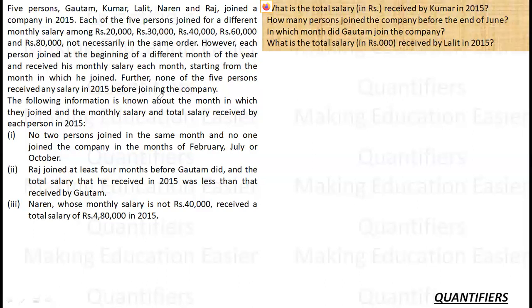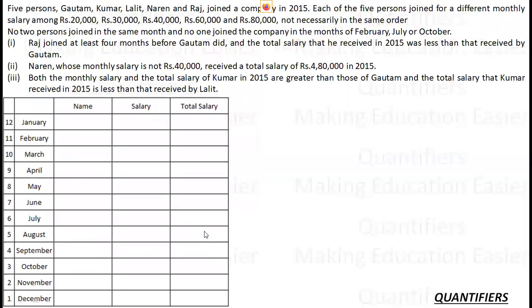Now, the following information is known about the people, so then there is some information given. Let's move to this part. So I know that there are some people who will be joining in different months, and some total salary that they will be drawing. Let's see what it is all about. First of all, it is given to me that no person joined in February, July or October. So February, July and October, nobody joined.